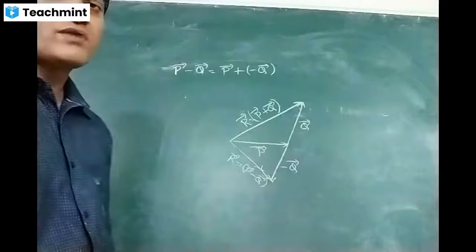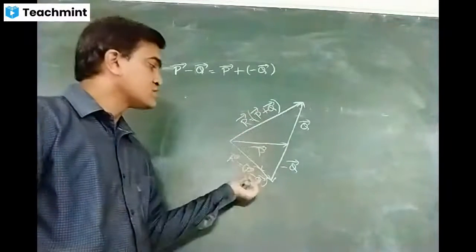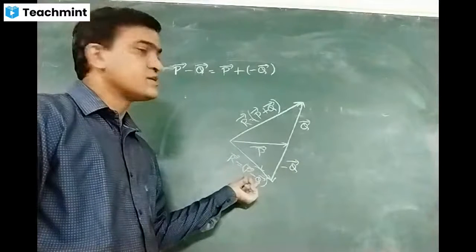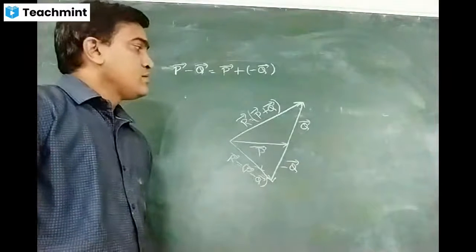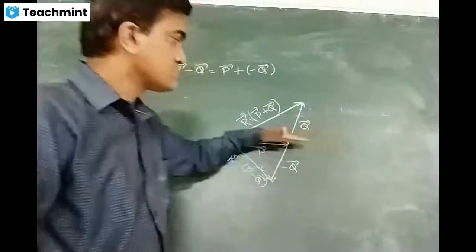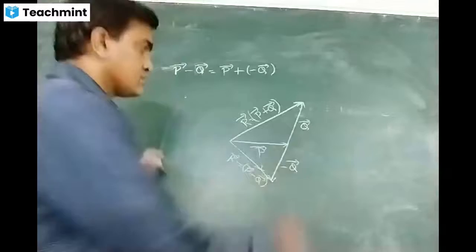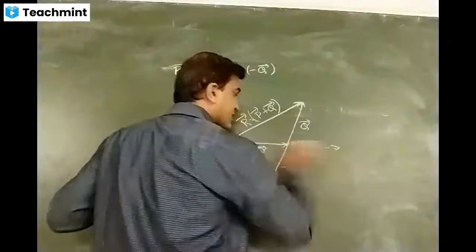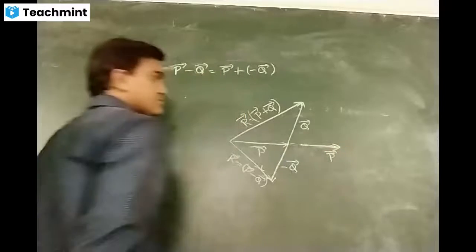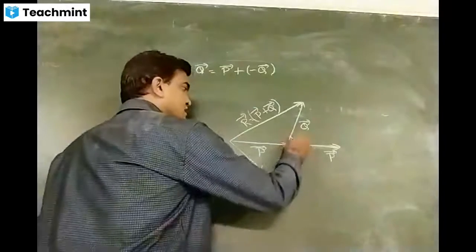Now, what is the formula we have for the magnitude of the resultant? This is the resultant, this is also the resultant. Can I take this p bar like this? Can I slide it parallel to the same vector? Yes, sir. Now, can I take this as p bar?